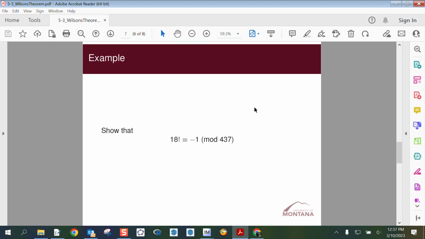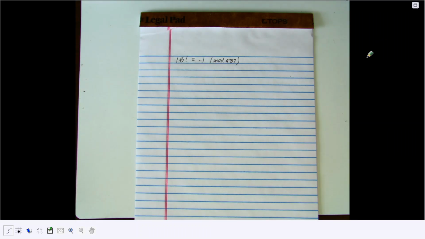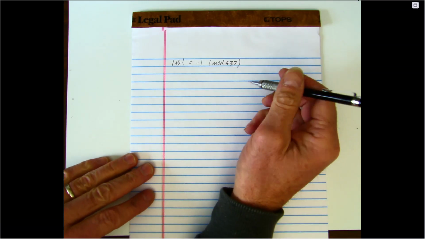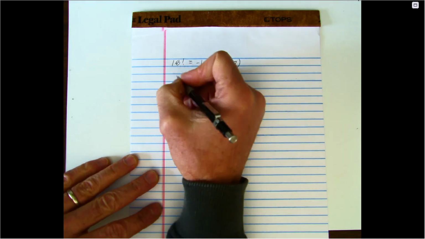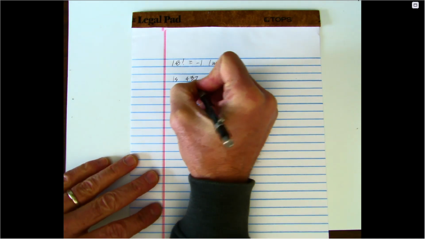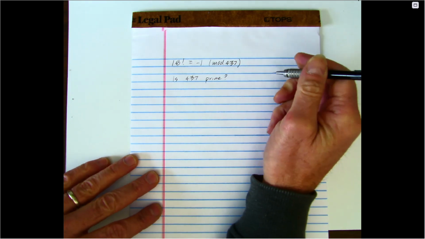Let's take a look at 18 factorial. We're told to show that it's congruent to -1 mod 437. Okay, so let me move over to my Elmo cam. There we go. Well, the first thing we should ask is, is 437 prime? And it turns out that it actually is not.